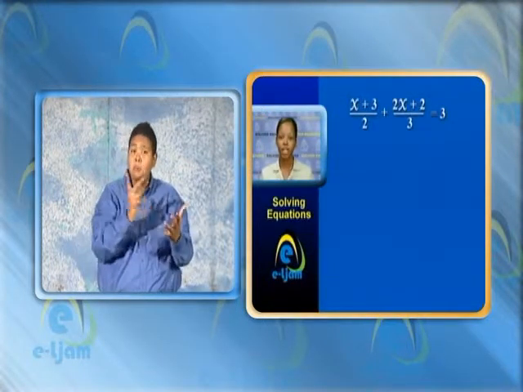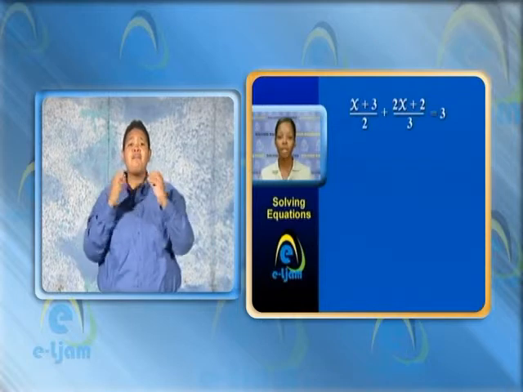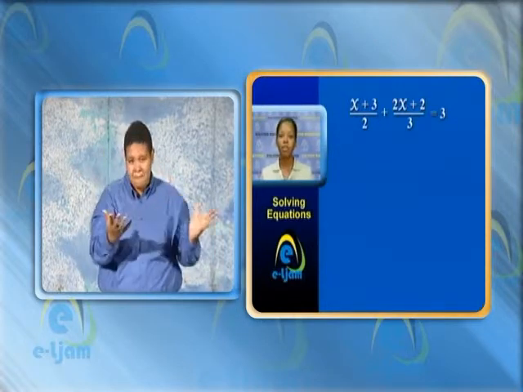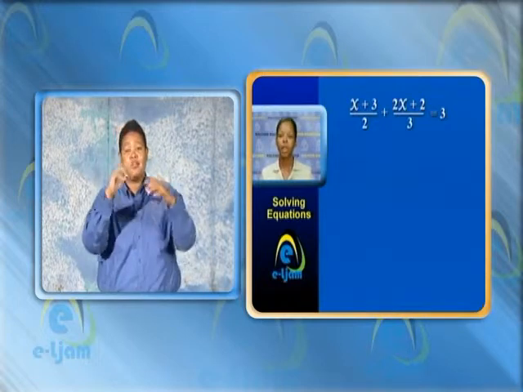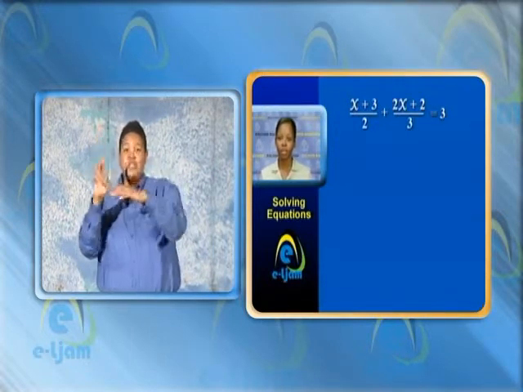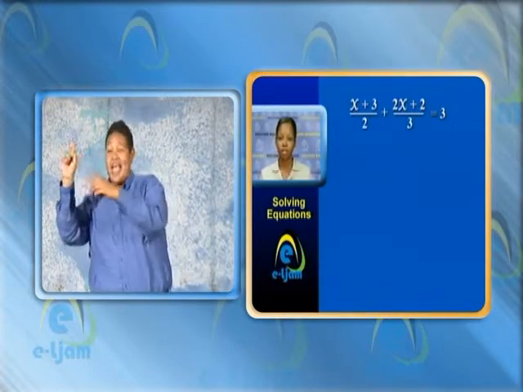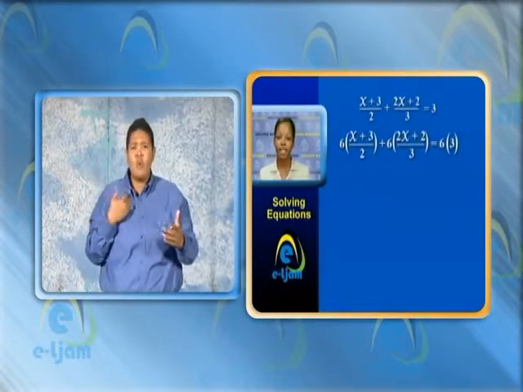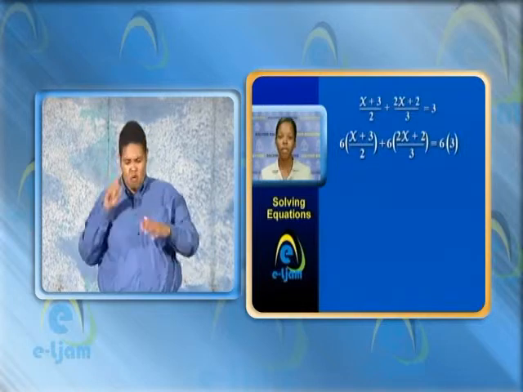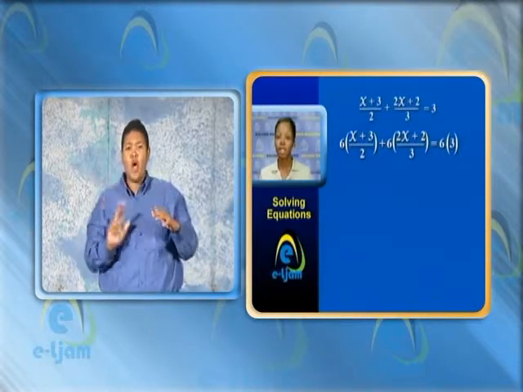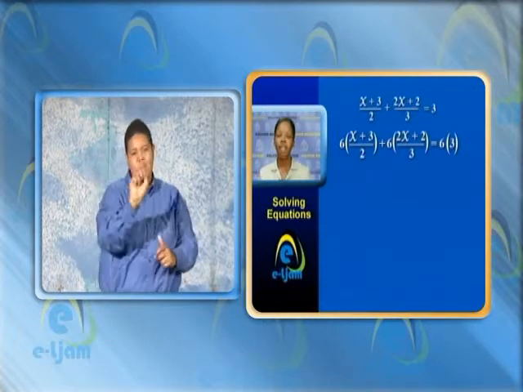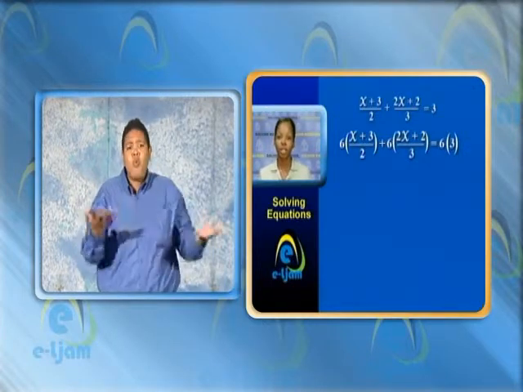Sometimes the fraction has more than one term in its numerator. For example, x plus 3 over 2 plus 2x plus 2 over 3 equals 3. Just as before, we find the LCM of the denominators, 2 and 3, which is 6, and we multiply each term by it. This allows us to get rid of the fractions.